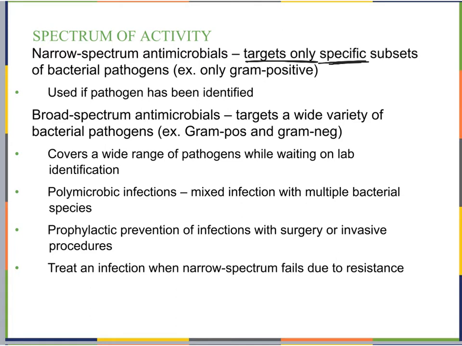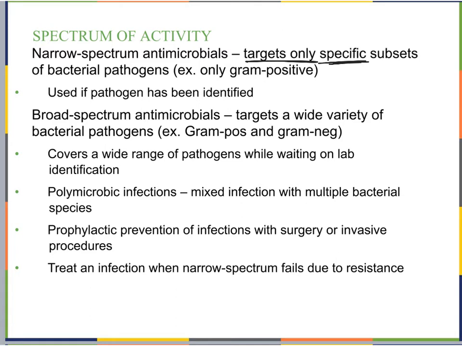We would use a narrow spectrum antimicrobial really only when we have identified that pathogen. So if somebody comes in, they get a swab or a blood draw or something, and that's sent off to the laboratory. The laboratory identifies the particular bacteria, and then they can come back and say, okay, I prescribe this narrow spectrum antimicrobial because we know exactly what you're fighting off, and we know that this particular antimicrobial will fight that particular pathogen.